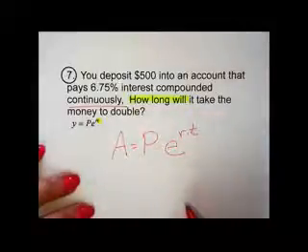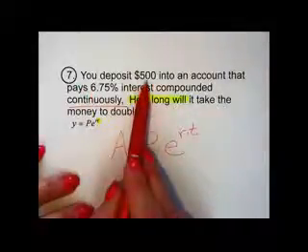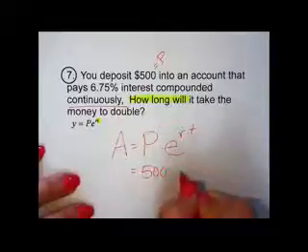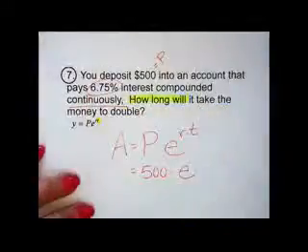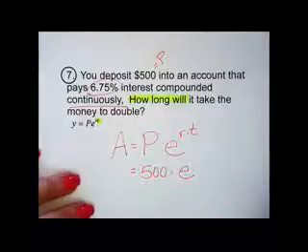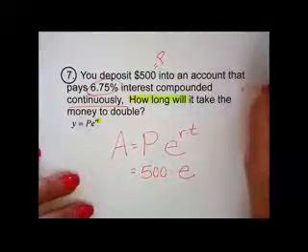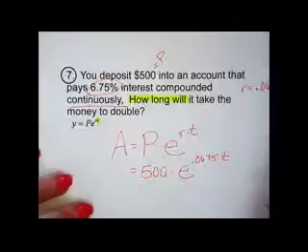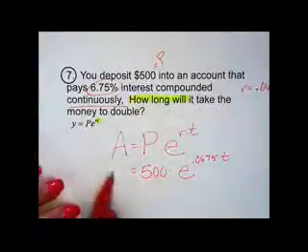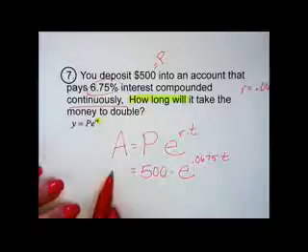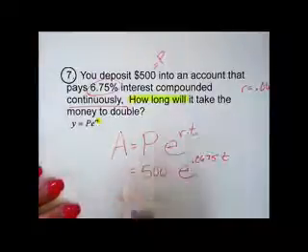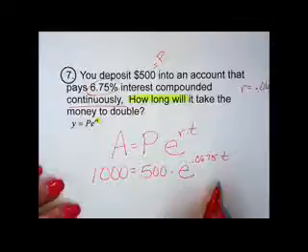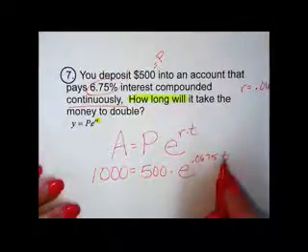That means they had to have given us everything else. You deposit $500, so that's what you start with. 500 times e to the, it pays 6.75% interest, so r equals 0.0675 because you have to write it as a decimal. We don't know the time. How long will it take the money to double? So what's the after amount? Well, if we started with 500 and it doubles, we have to end with 1,000. So here's our equation that we need to solve. What we're looking for is up in this power.